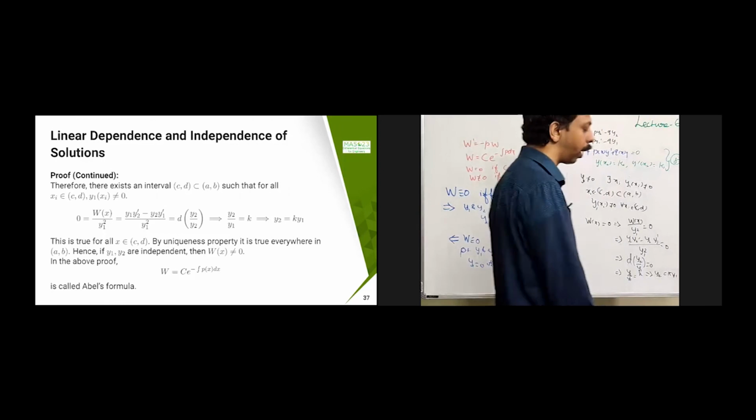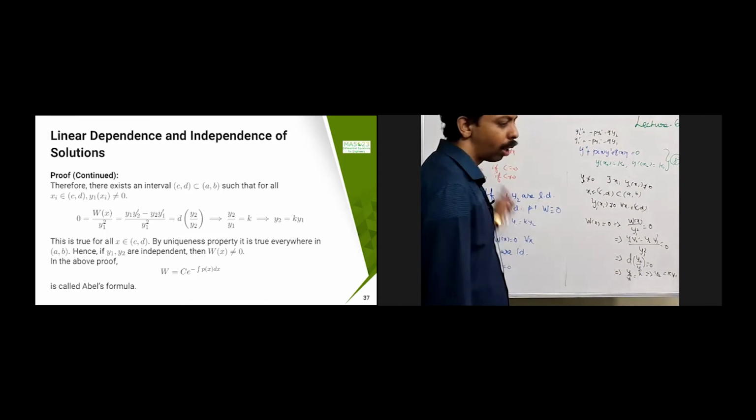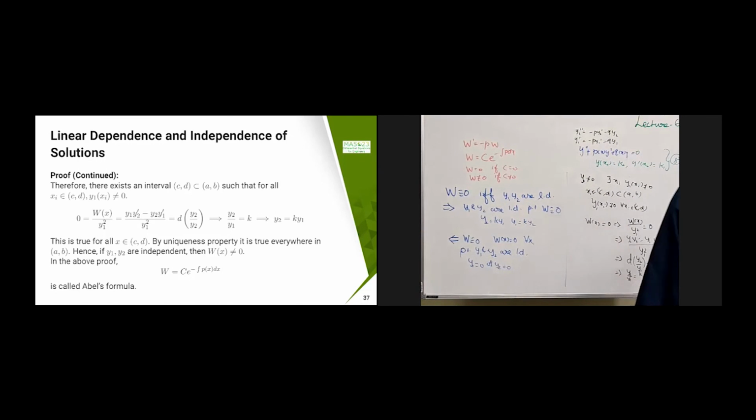So in the above proof, we are going to have W equal to c e to the power minus integral of P dx. This formula is called Abel's law.